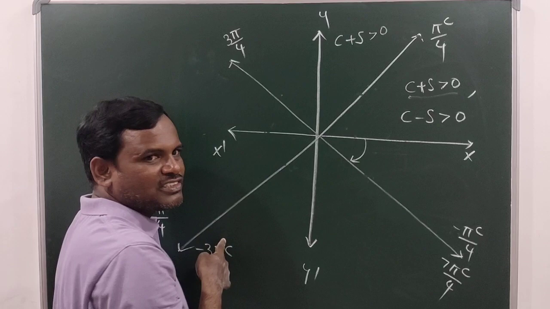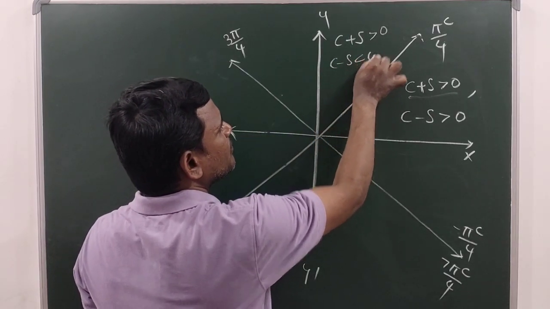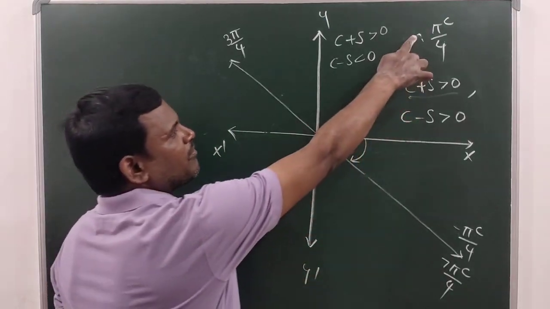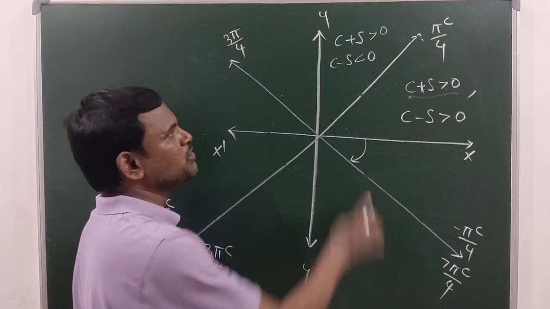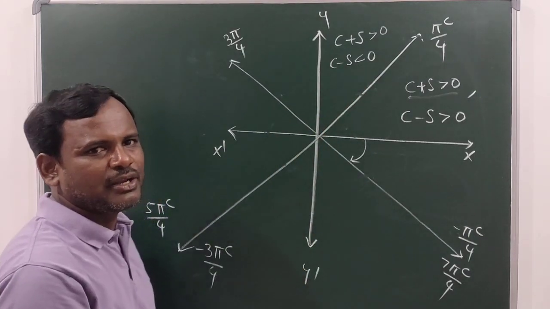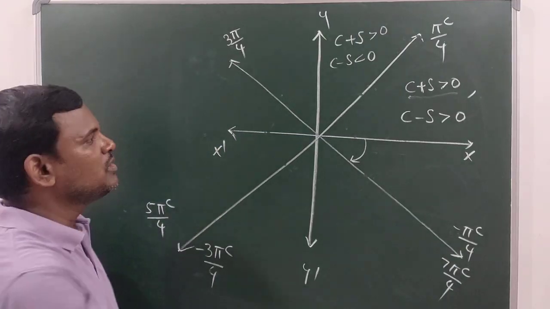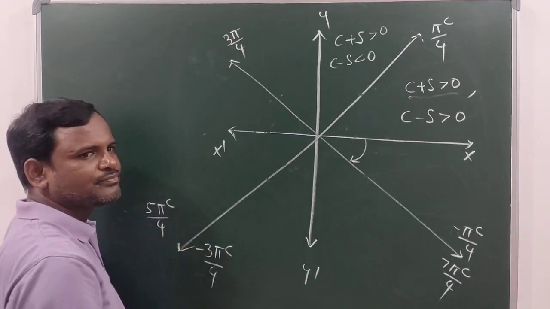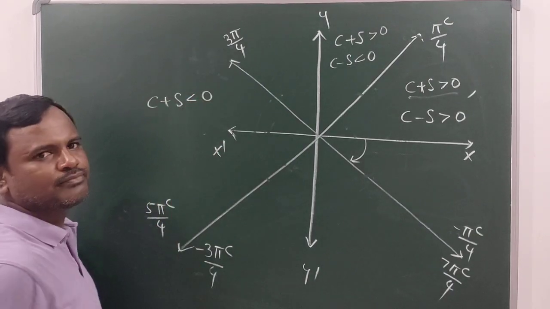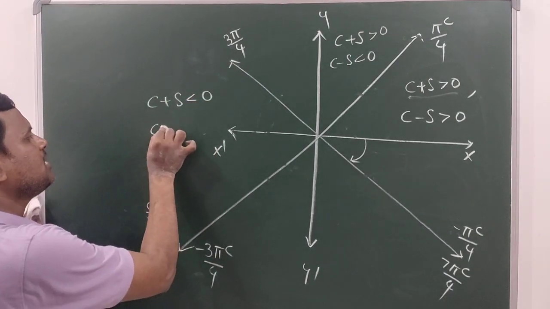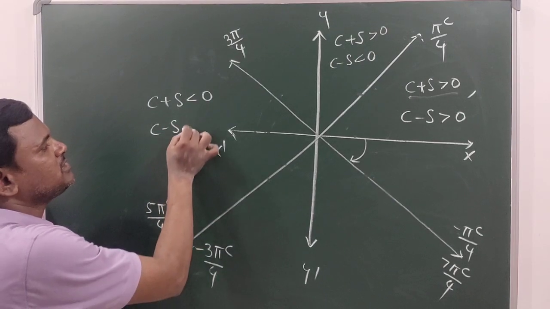Okay, this one we have drawn for C minus S. This side I said to you C minus S is negative. From 45 degrees to 3 pi by 4, C plus S is positive, C minus S is negative. Now go to this interval. So in this interval, C plus S is negative and C minus S is negative.